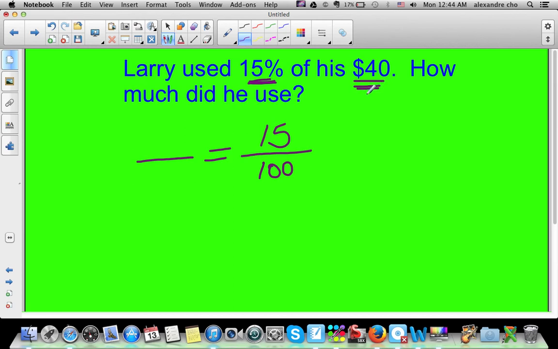And we have to figure out if 40 is the part or the total amount of money that he had. So he used 15% of his 40. So obviously 40 becomes the total, and part is what we want to find out. So how much did he use? What does it mean when he said he used 15% of his money?